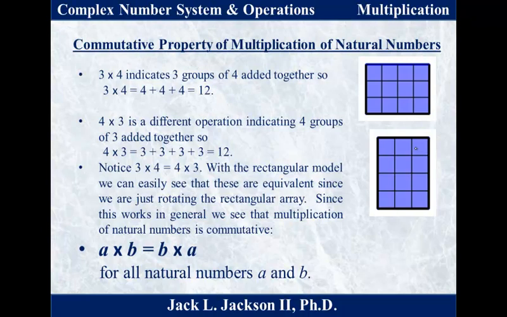Well, we can do this with any numbers that we want. And if you've got a rectangle that's A tall and B wide, you just turn it to get one that's B tall and A wide. And so that says that A times B equals B times A for all natural numbers A and B.